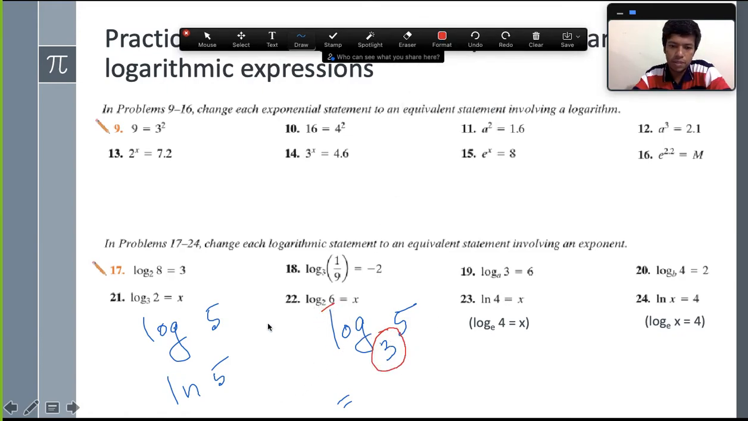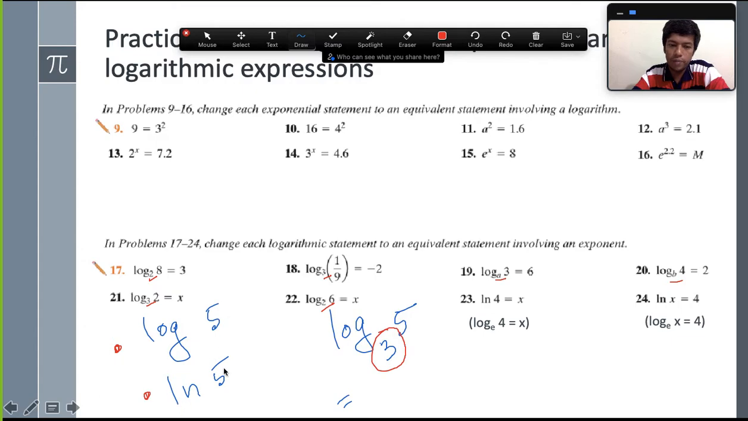See, the base is given. Here it is A, and here it is B. The base is given. Only in 2 situations will they not give you the base: this one and this one.